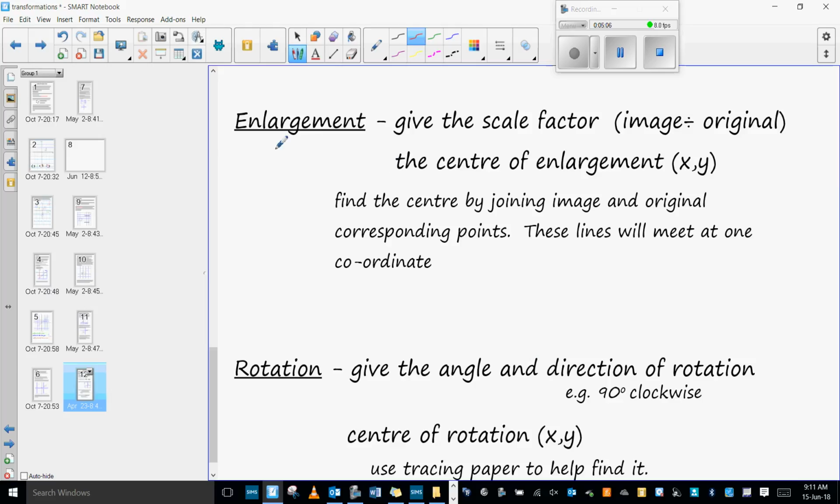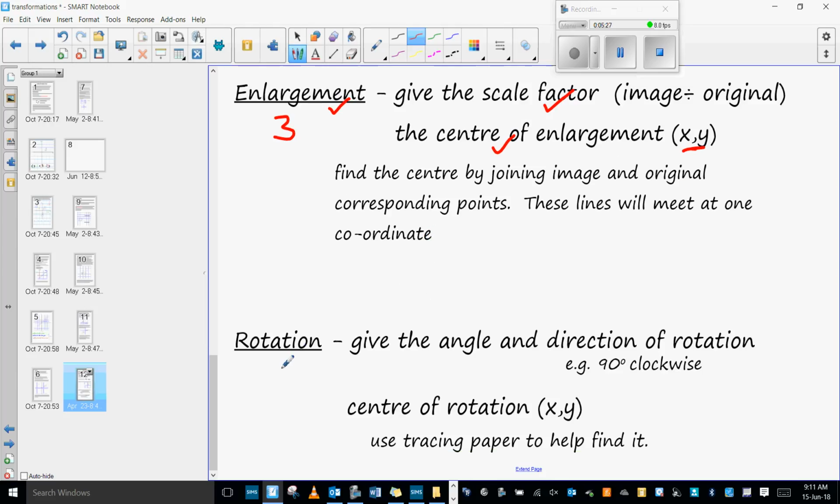Enlargements are the 3 markers because you have to say it's an enlargement. You have to give the scale factor. If you're not sure about the scale factor, you're always doing the image divided by the original. Okay? And you have to give the center of enlargement as a coordinate. So that's where your 3 marks comes from. And rotation similarly will be worth 3. You have to tell them it's a rotation. You need to tell them the angle and the center of rotation.